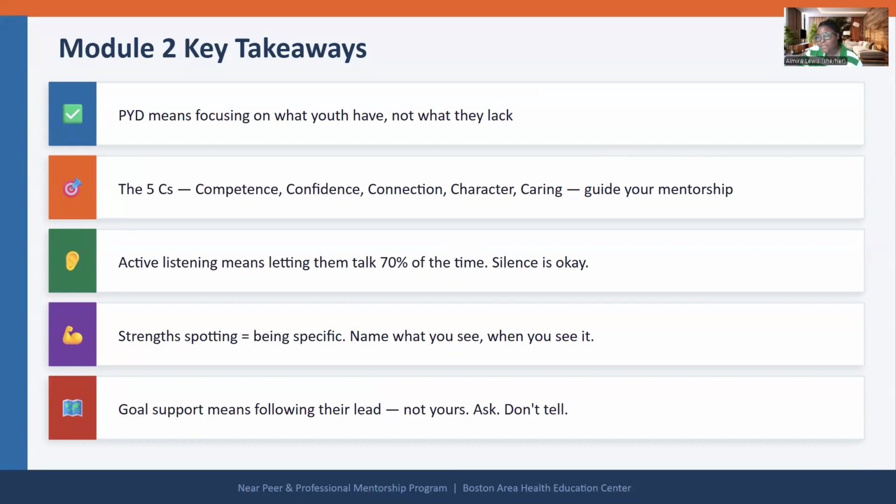Spotting skills, be specific. Don't just be generic, as in you're great, but be like, I recognize that you are great at getting your peers to calm down after we do an icebreaker. Kudos to you. Being very specific about the strength that you're calling out. And supporting young people's goals: remember, they are creating their own goals. It is not your role and responsibility to tell them what goals they should have. Let them come up with their own goals. You can help guide them through navigating that, but the goals are theirs. So don't tell them what their goals should be.